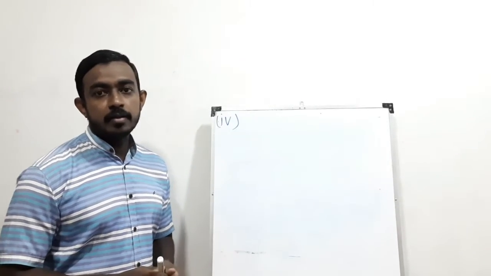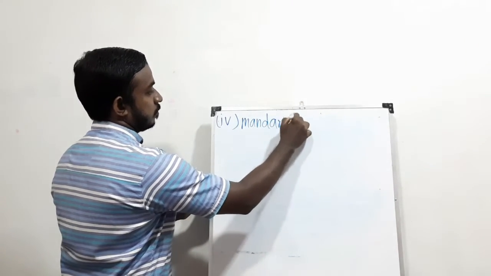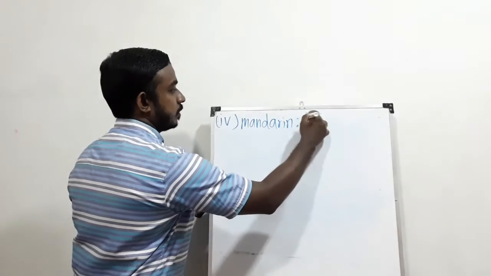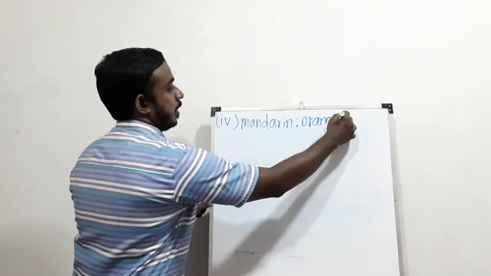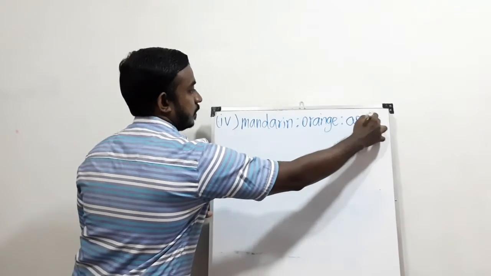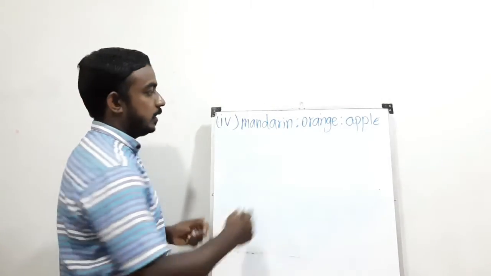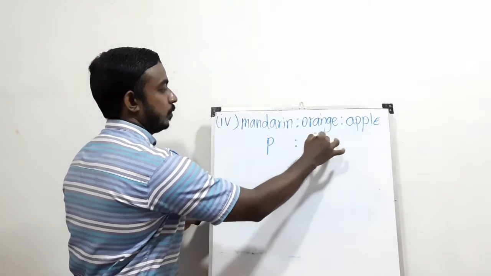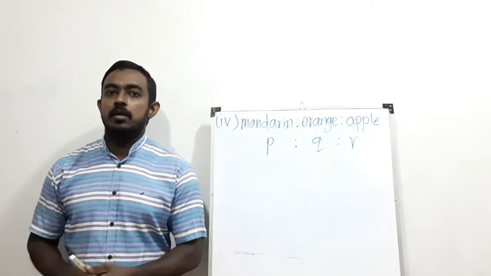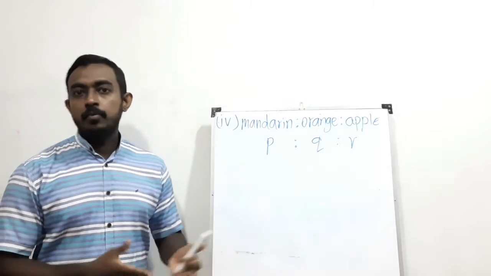So therefore, I'm going to write their names: mandarin, and to the ratio is orange, and apple. Now we can write the amount as P, Q, and R. Now as you can see, my dear children, even they are in the simple English letters, because they are in rupees, we can put them into a ratio.